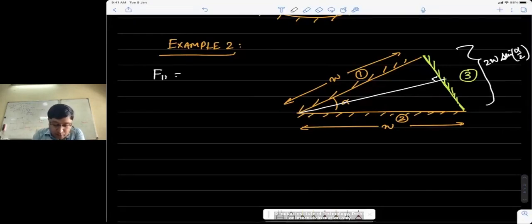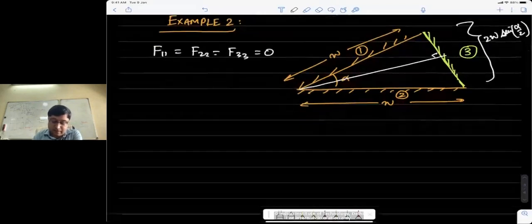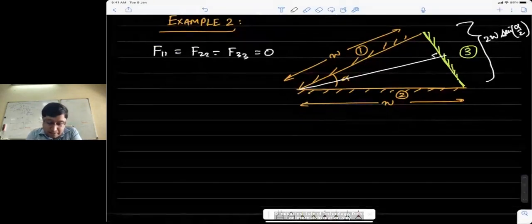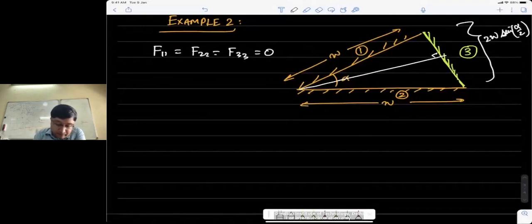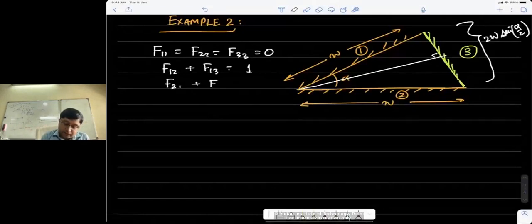We know that f11 would be the same as f22 and the same as f33, which will be 0, because these are flat surfaces. So three view factors can be calculated just by inspection. Secondly, f12 plus f13 will be 1, so radiation leaving surface 1 would go either to 2 or to 3. Similarly, f21 plus f23 will be 1, so radiation leaving surface 2 should go either to 1 or to 3.